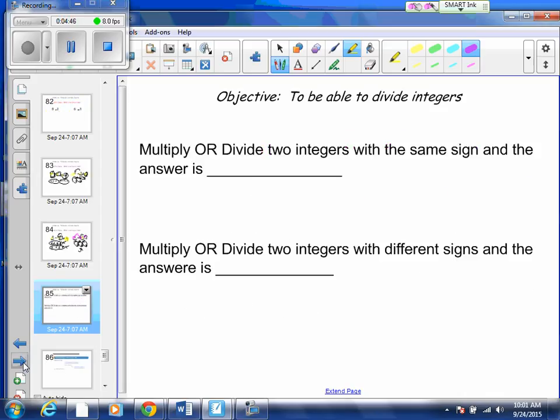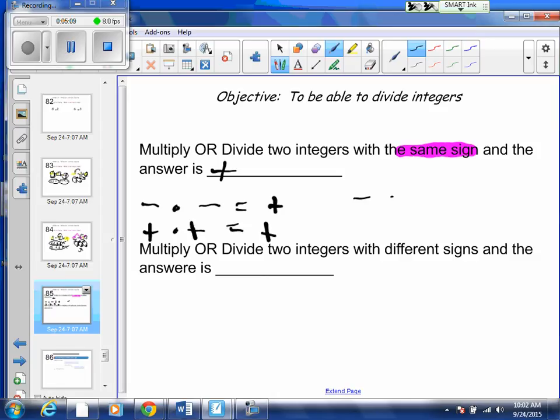So let's put that in rule form, and this might be something you want to write down. The super nice thing here is that multiplying and dividing have the exact same rule. Beautiful! One less thing to remember. So multiply or divide 2 integers with the same sign, and the answer is always positive. So negative times negative equals positive. A positive times a positive equals a positive. A negative divided by a negative equals a positive. A positive divided by a positive also equals a positive.